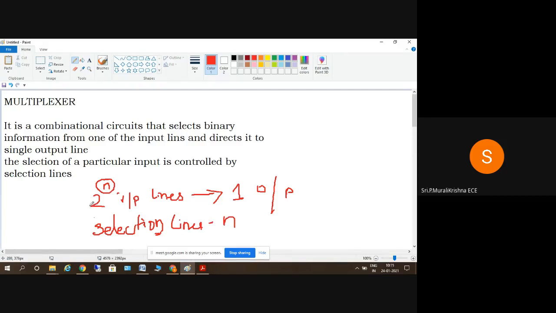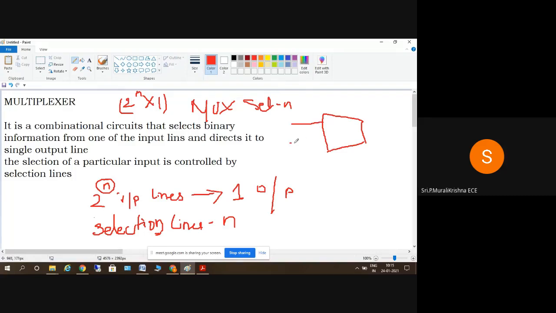So we'll have 2 power n input lines, and we can say this is a 2 power n into 1 multiplexer. We'll call the multiplexer a mux. In 2 power n into 1, 2 power n is the number of inputs and 1 is the output, and the number of selection lines is equal to n. Clear? And the shape will be like this: a wedge-shaped multiplexer.